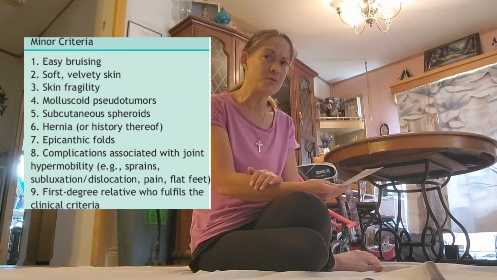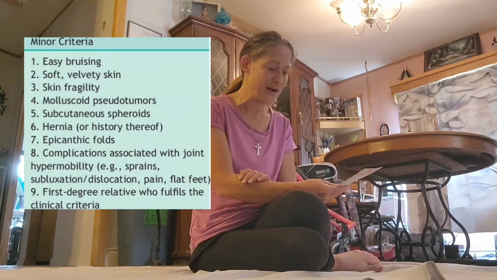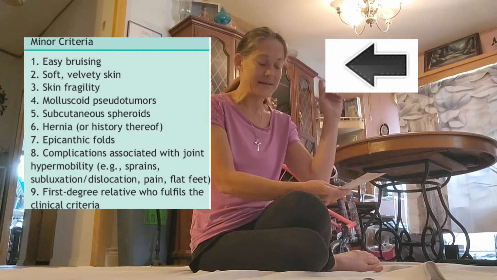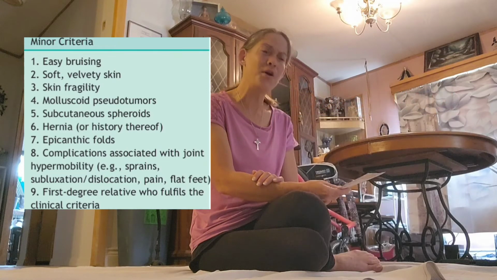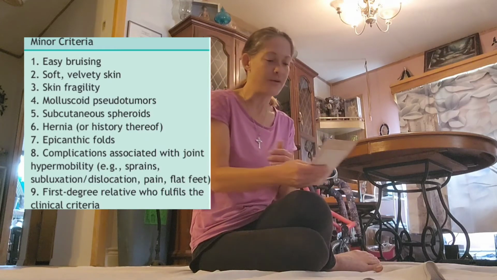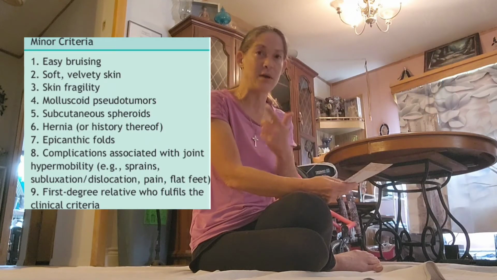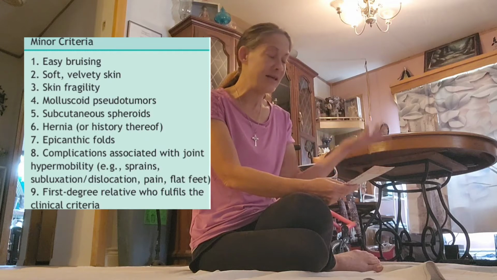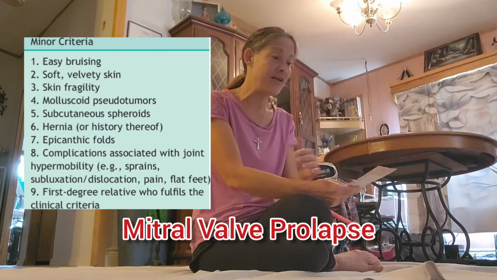There's something called pseudotumors, and these are basically just little bumps that pop up. This is one of the few minor criteria that I don't have, thank God. Subcutaneous, up here I can't say that word, but basically I have no idea what this is. I'm going to have to look this one up. Hernia, hiatal hernia is the one I had, and there's other forms of hernias, but hernias are part of the minor criteria. Epicanthic folds is part of it. Frequent sprains and dislocations was like the major one that I pegged. And then again, as we mentioned earlier, technically the chart here says parent who fills criteria, but I have read where a mitral valve prolapse is kind of part of that as well.